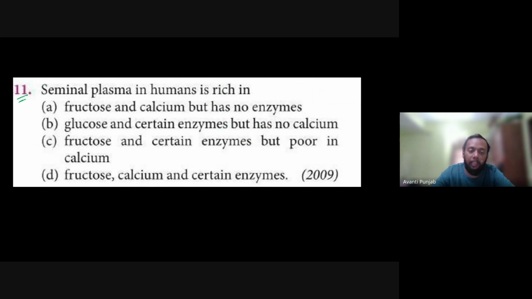Seminal plasma in human is rich in. ध्यान से देखो and then raise your hand to answer in the chat. Seminal plasma in human is rich in what? आपका जो seminal plasma होता है ह्यूमंस के अंदर, वो किस में आपका यहाँ पे रिच होता है? ओके. So you will find seminal plasma in human is going to be rich in your fructose, calcium and certain enzymes. बिल्कुल सही बात है.